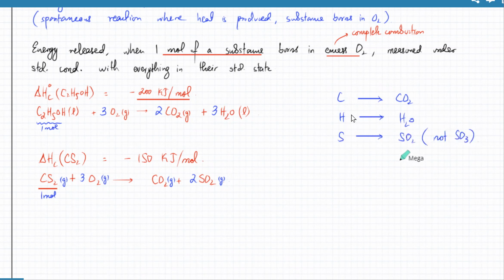Remember what the definition of combustion is. It's the spontaneous reaction that happens. So when sulfur burns, it usually just produces SO2, not SO3. So you have to be careful about that.